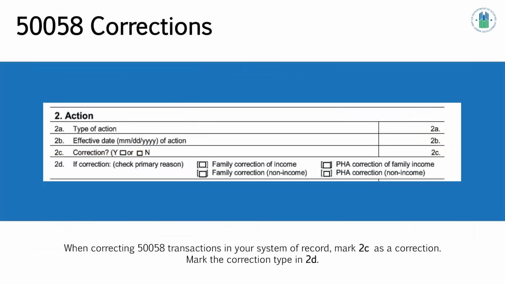When correcting 50058 transactions in your system of record, mark 2C as a correction. Mark 2D as the correction type. There may be times when it is not necessary to do a correction to a 50058 record. You may just simply need to resubmit it to PIC. If this is the case, you do not need to mark 2C as a correction.